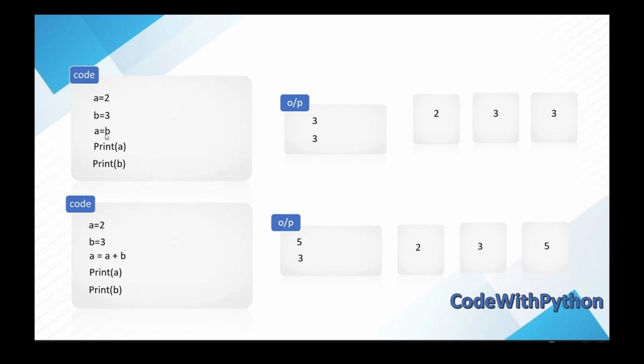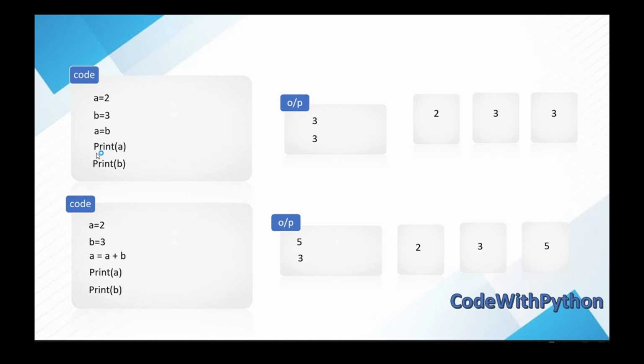And a is equal to b. So in a is equal to b, what should the a value be? The b value it should be. a is equal to what is the b value? 3. So here what we'll get? The a value should be 3.